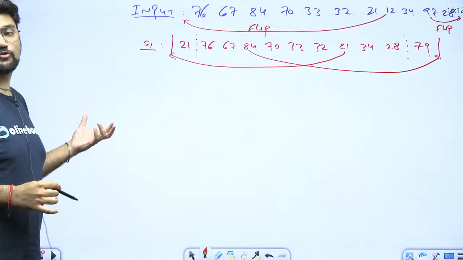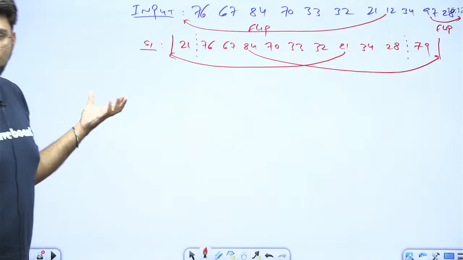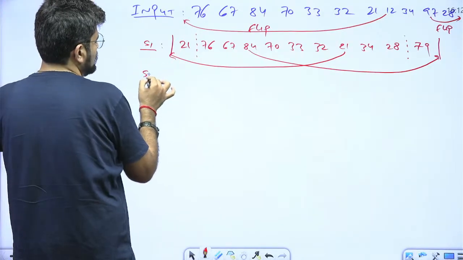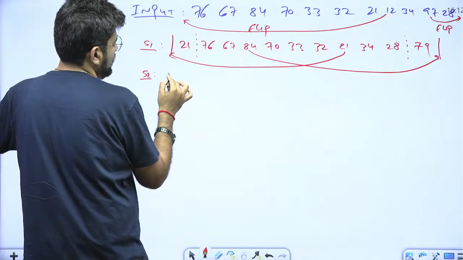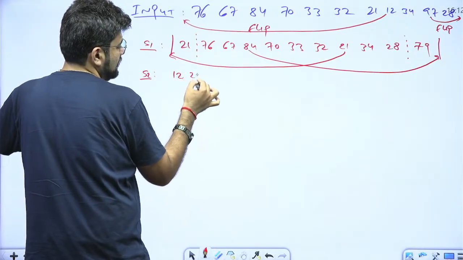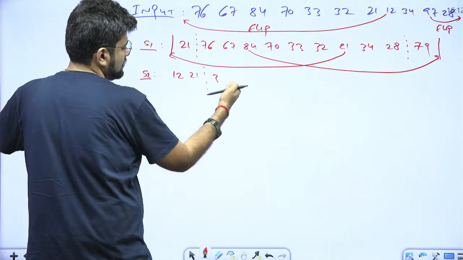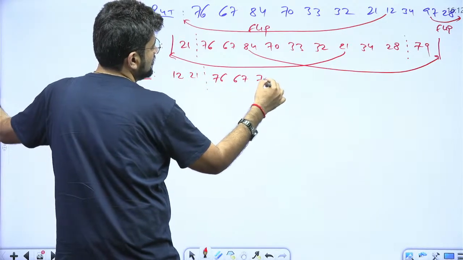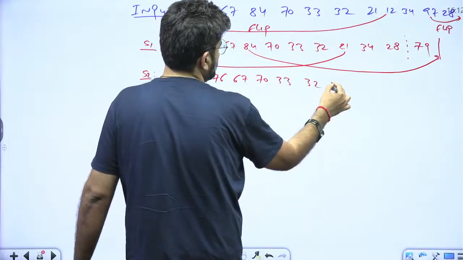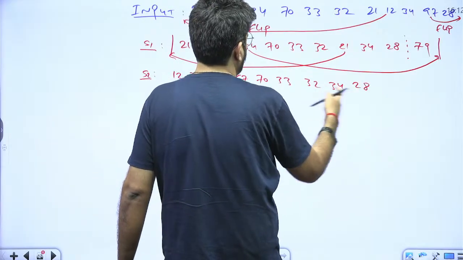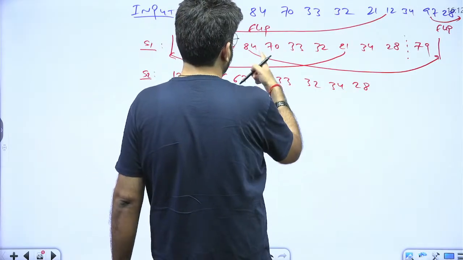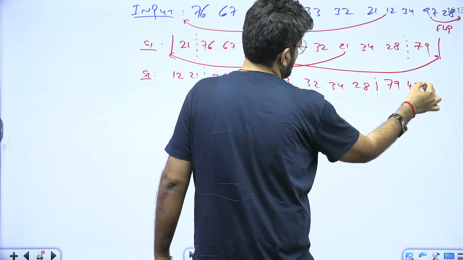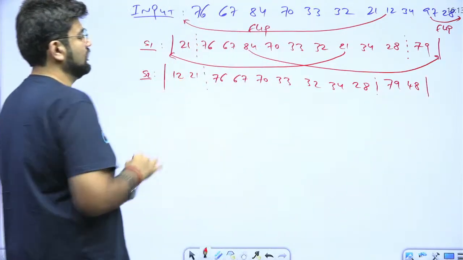So what is this? This is pushback mechanism. Okay. We learned it in the last class. This is pushback mechanism. Flip and pushback mechanism. So in step 2, what is going to happen? That number is going to become 12. We already had 21. Then 76, 67, 70, 33, 32, 34, 28. And no, we'll have one more number. No, 84 is gone there. This will become 48. 79, 48. This is the line. And this is the line where the new numbers will be added.